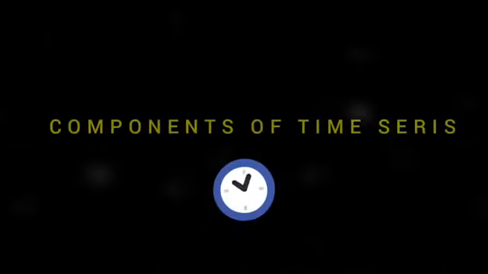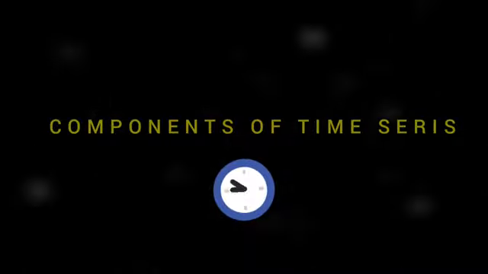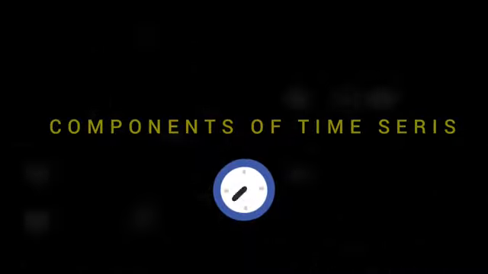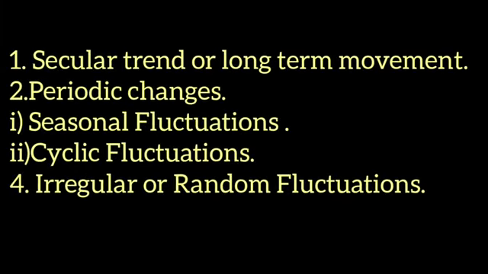The next one is the components of a time series. The components of a time series show how different forces affect the value of the phenomenon. Here, the components of a time series are divided into four categories. Now we discuss one by one. The first one is the secular trend or long-term movement. The second one is periodic changes or short-term fluctuation. It is divided into two parts. The first one is seasonal variation. The next one is cyclic variation. The last one is random or irregular movements.